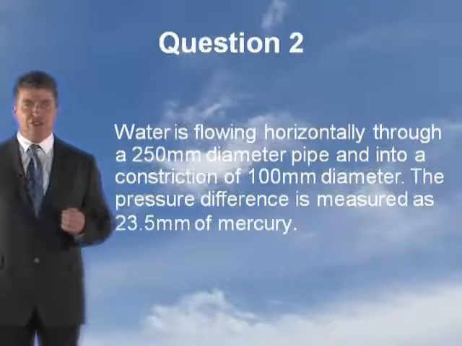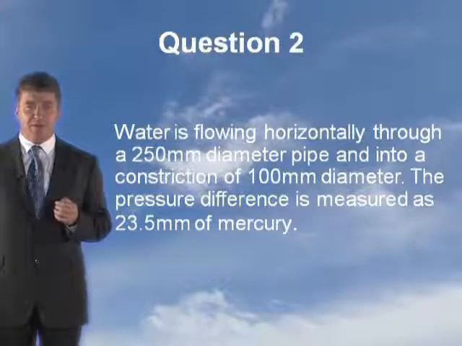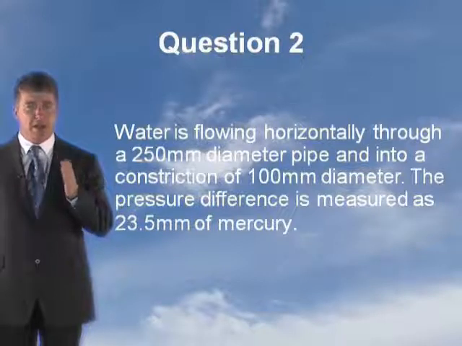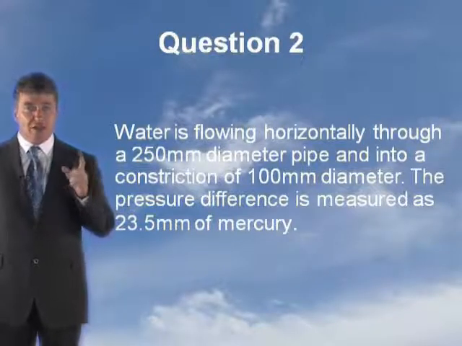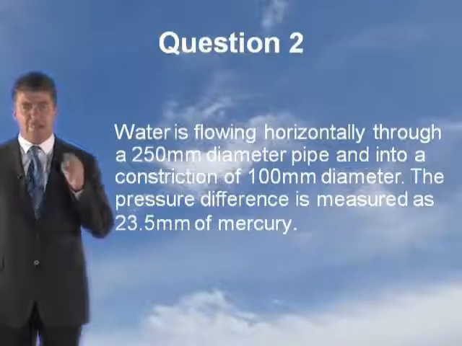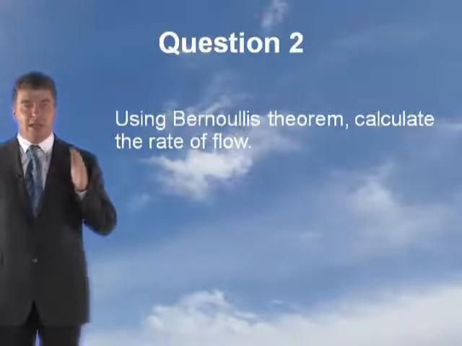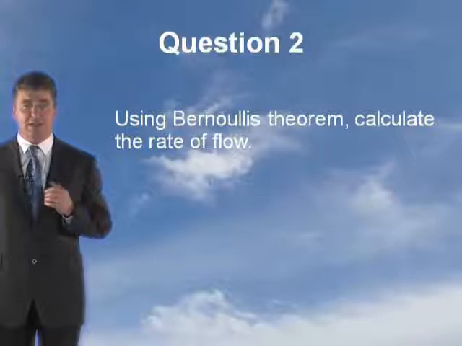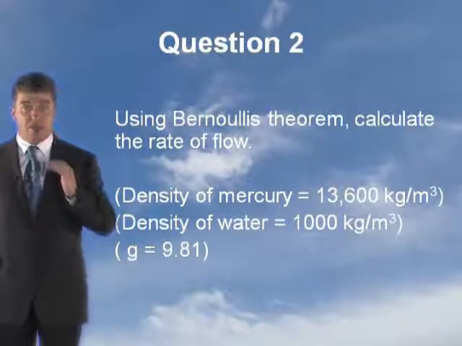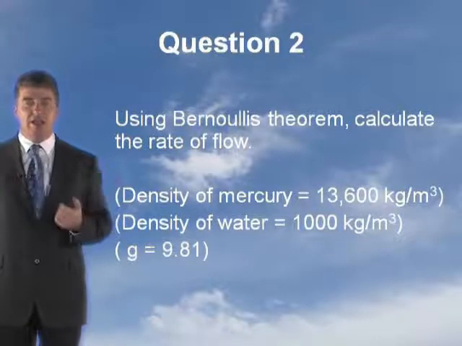Let's go through another example. Question 2. Water is flowing horizontally through a 250mm diameter pipe and into a constriction of 100mm diameter. The pressure difference is measured as 23.5mm of mercury. Using Bernoulli's theorem, calculate the rate of flow, and it gives you some data. The density of mercury is 13,600 kilograms per metre cubed, the density of water is 1,000 kilograms per metre cubed, and g is 9.81.